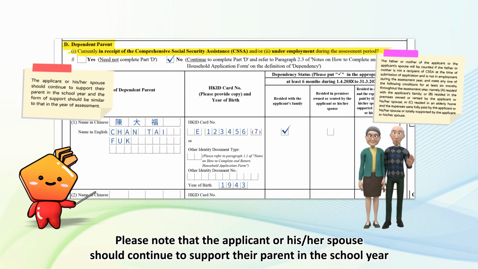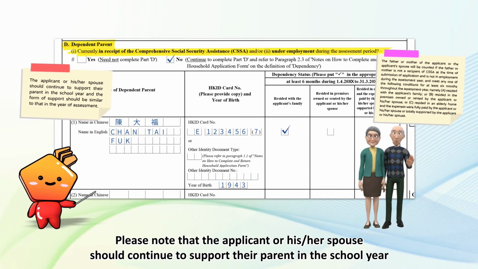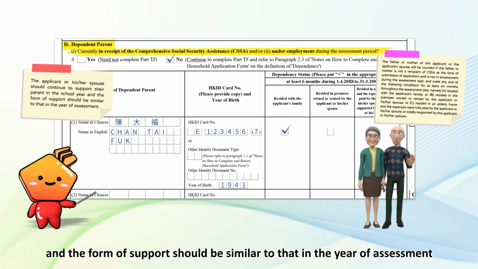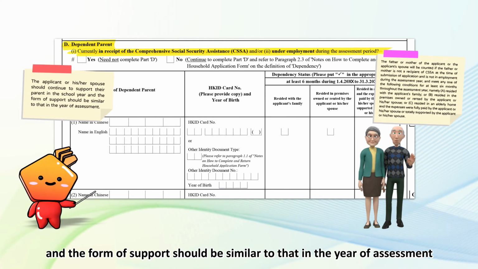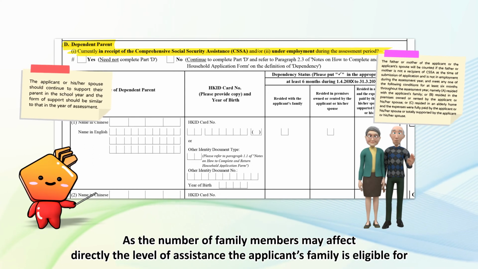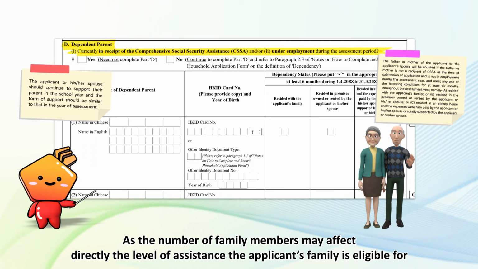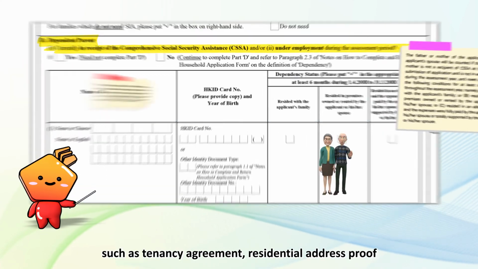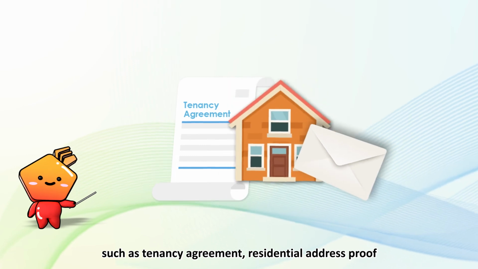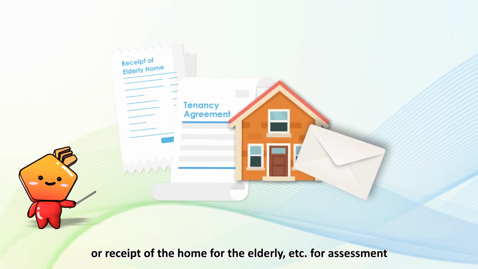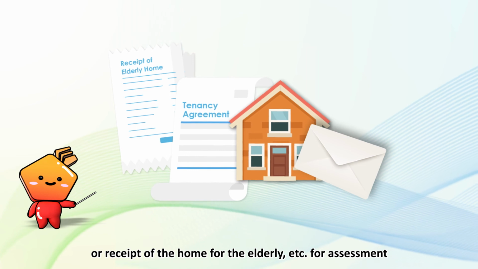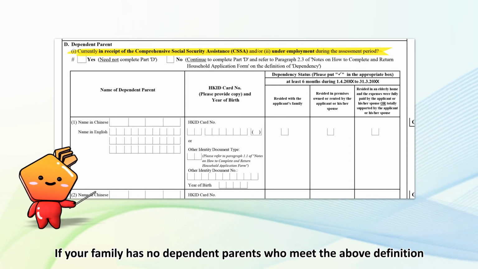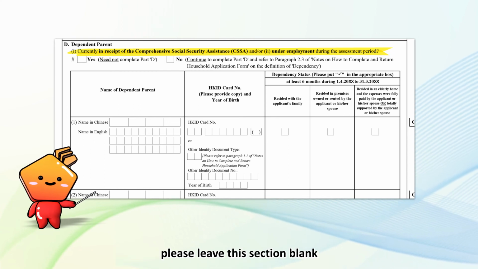Please note that the applicant or his or her spouse should continue to support their parent in this school year, and the form of support should be similar to that in the year of assessment. As the number of family members may affect directly the level of assistance the applicant's family is eligible for, the applicant should provide supporting documents such as tenancy agreement, residential address proof, or receipt of the home for the elderly, etc. for assessment. If your family has no dependent parents who meet the above definition, please leave this section blank.